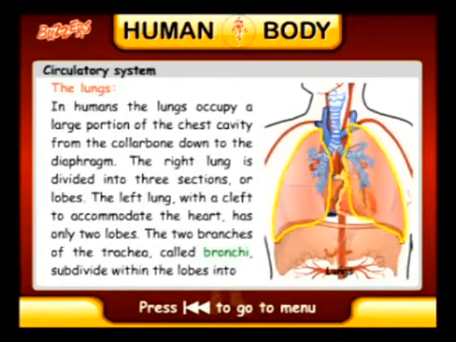The lungs. In humans, the lungs occupy a large portion of the chest cavity, from the collarbone down to the diaphragm. The right lung is divided into 3 sections or lobes. The left lung, with a cleft to accommodate the heart, has only 2 lobes. The 2 branches of the trachea, called bronchi, subdivide within the lobes into smaller and smaller air vessels known as bronchioles. Bronchioles terminate in alveoli, tiny air sacs surrounded by capillaries.